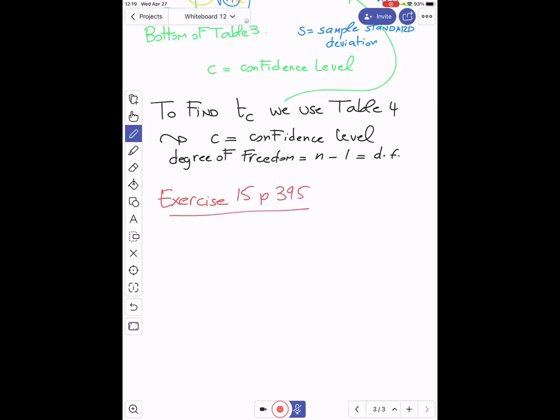In this exercise, we have the following. It's about mountain lions. How much do wild mountain lions weigh? We have a sample of 6 mountain lions.